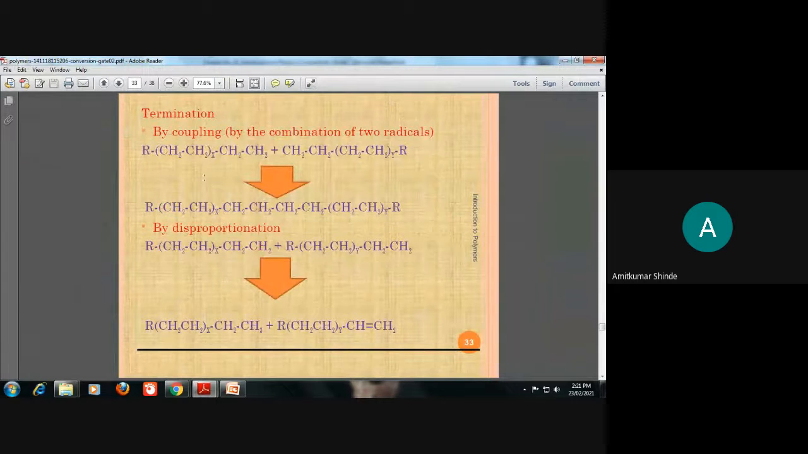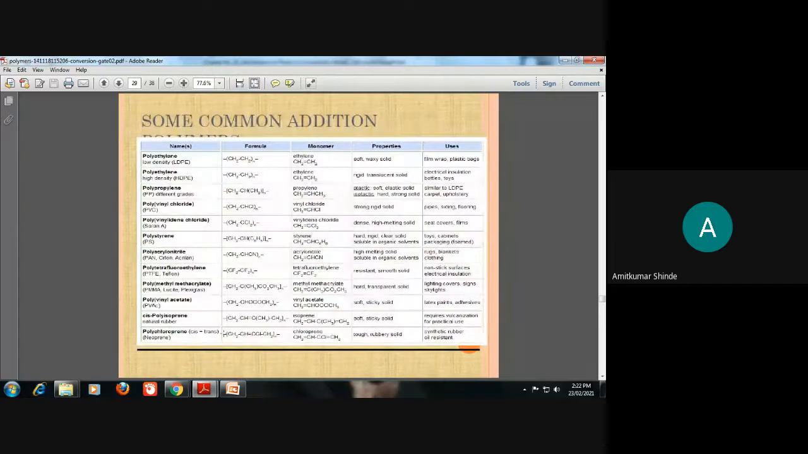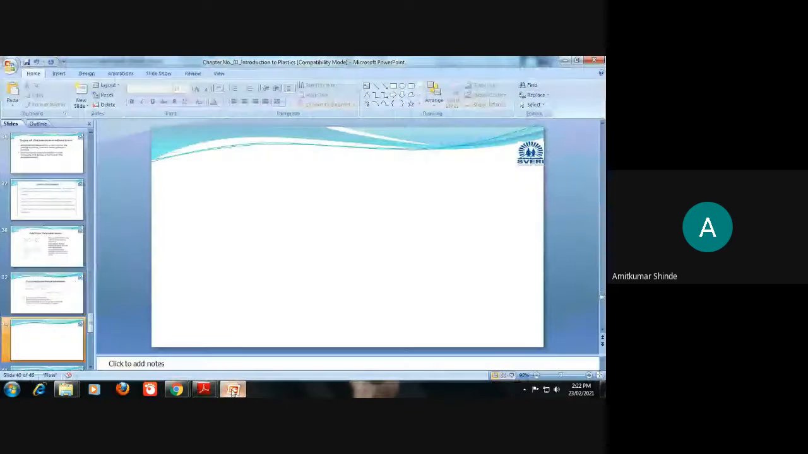Either by coupling, meaning at the end two radical atoms will be there. You can see here at the end one radical atom here and one radical atom here, and they have combined together. This is the coupling. And the next type is the disproportionation, where only one radical atom will be there and a number of monomers will be attached here. Just mention the stages and their names. This is the addition polymerization.